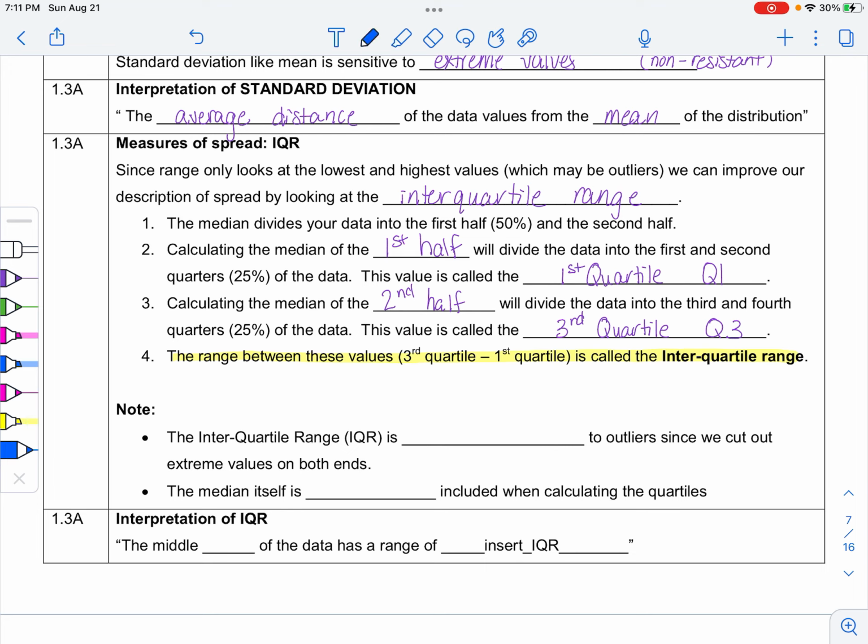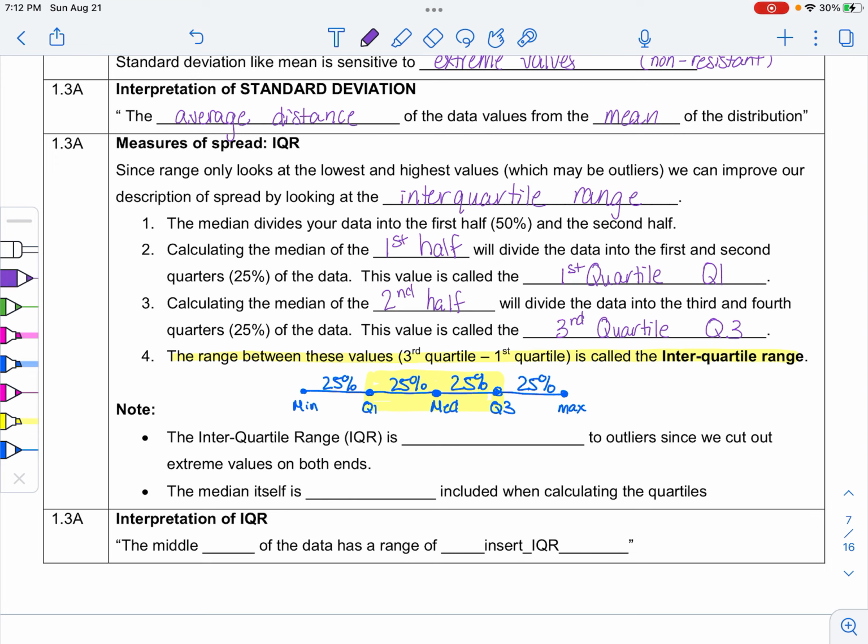So here's what you're going to see. It's called your 5-number summary. You're going to have your minimum, and then you're going to have your Q1. 25% of your data falls between your minimum and your Q1. Then you're going to have your median. 25% of your data falls between Q1 and your median. You have your Q3, and out to your maximum. Your IQR is this chunk right here, this middle 50% of your data.